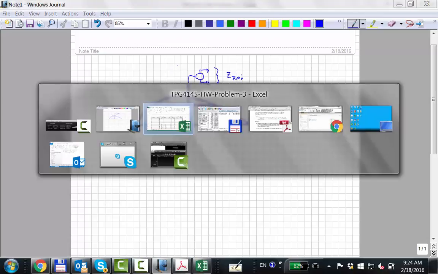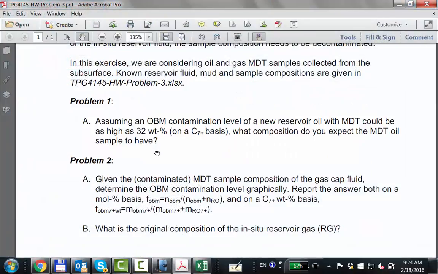Basically what you're supposed to do in this problem is to say, if you went in today and did a sample of this reservoir, assuming it had never been produced, and you drilled with oil-based mud, and you got a contamination level chosen arbitrarily to be 32 weight percent, on the basis of the C7 plus, and that's normally how the lab reports this. Okay? They don't say that there's so many percent of the reservoir fluid is oil-based mud.